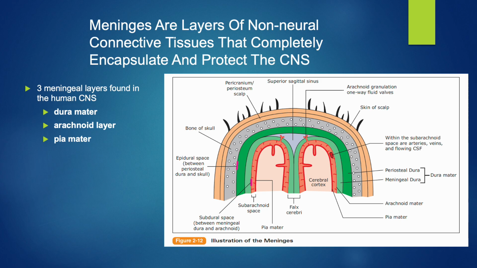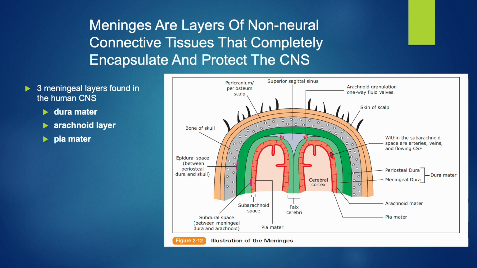The arachnoid layer is the middle layer, and it is called that because you can see the veins underneath it because it's more transparent. So it looks like spider veins, kind of, that's where it gets that name.